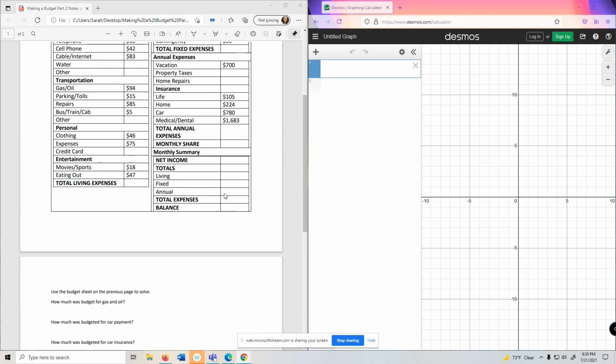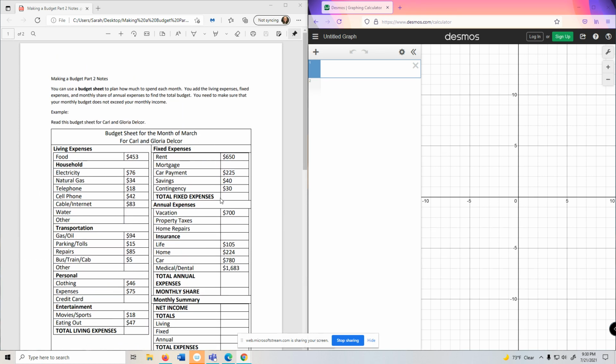Hello, today we're going to look at the next part of making a budget, and we will be focusing in this lesson on making a budget sheet.